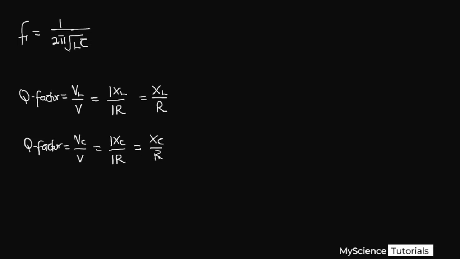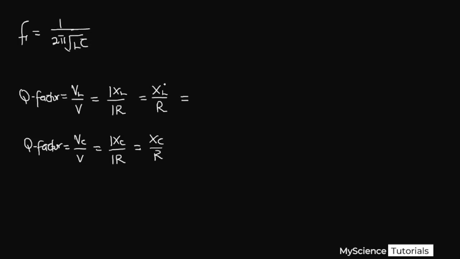So this is equal to our inductive voltage, which will be IXL, over our supply voltage, which will be IR in this case. So since the current is the same, this is XL over R. We also said that Q factor can also be the voltage across the capacitor over the supply voltage. So this can also be IXC over IR, which is also equal to XC over R. So this is the formula for both, but if you like you can further break them down.